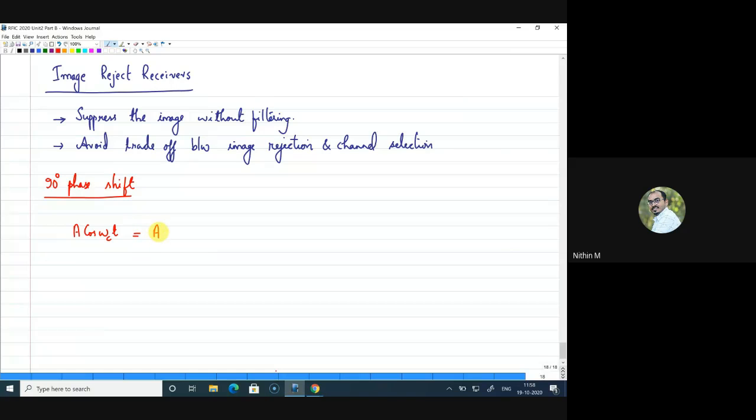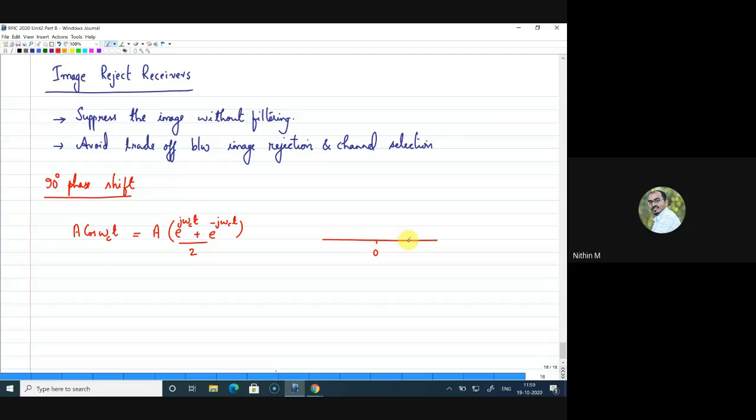So I can write it as A, and the cos can be written in terms of e to the power of jωct plus e to the power of minus jωct, divided by 2. Can I represent A cos ωct in this form? The idea is just to look at the spectrum of this. Now how do I represent the spectrum of this?